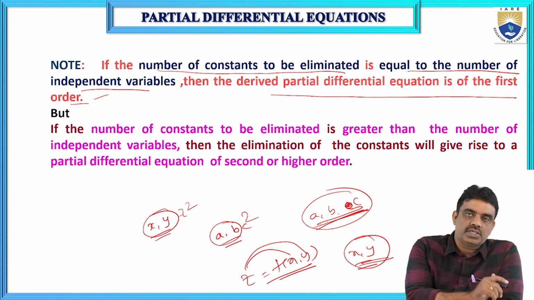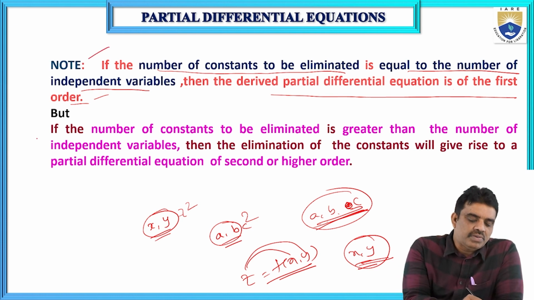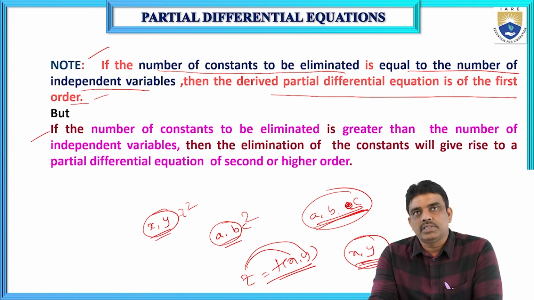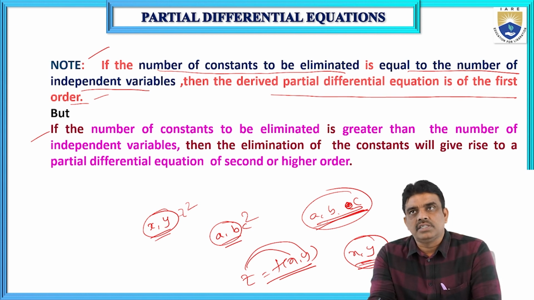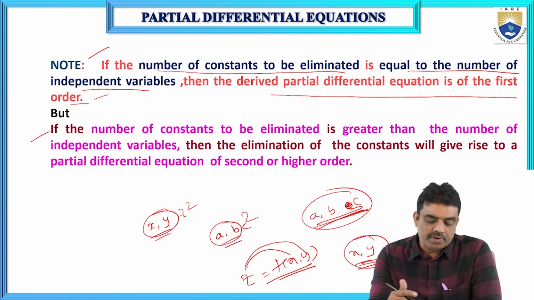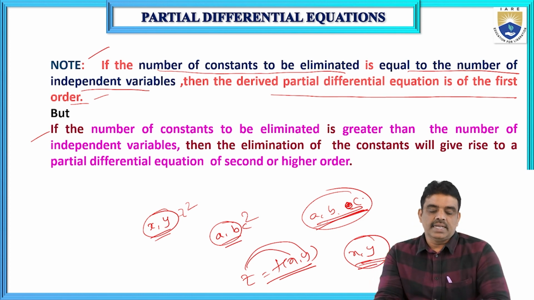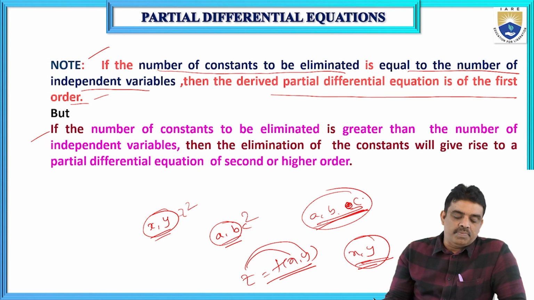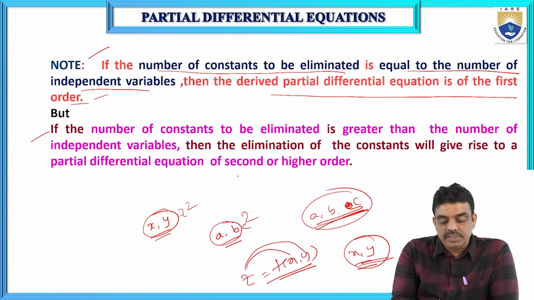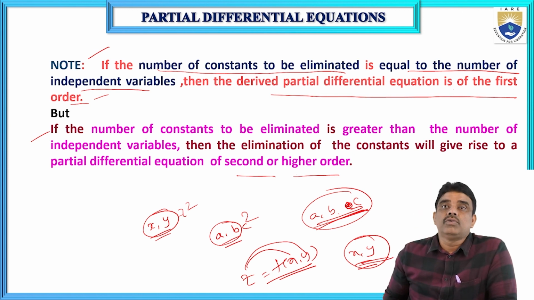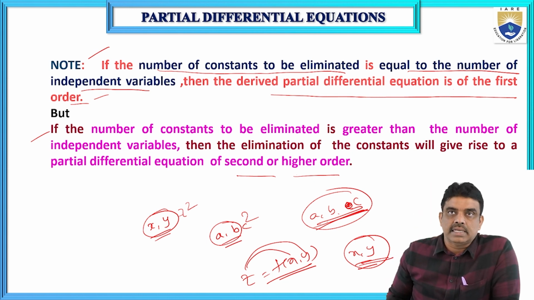That is the observation. You keep in mind, if the number of constants and the number of independent variables are the same, then the obtained equation is of first order. If the number of constants is greater than the number of independent variables, then the obtained partial differential equation is of second or higher order. That is the observation which we noted in the previous examples by forming the differential equation.